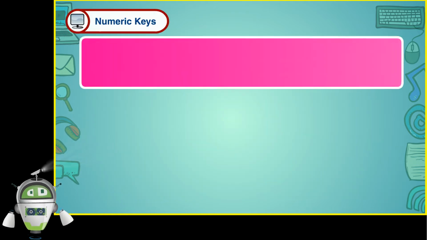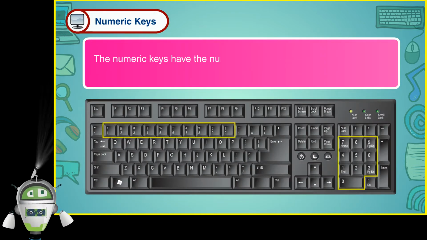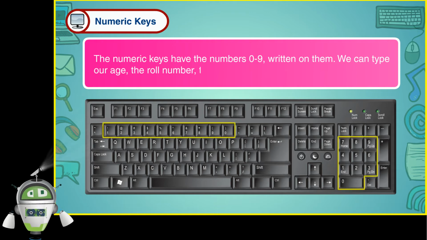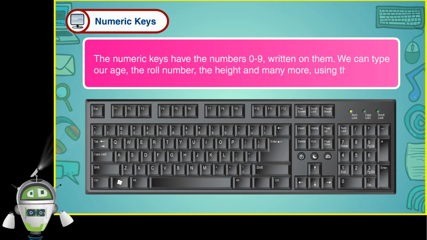Numeric keys. The numeric keys have the numbers 0 to 9 written on them. We can type our age, the roll number, the height, and many more using these keys.